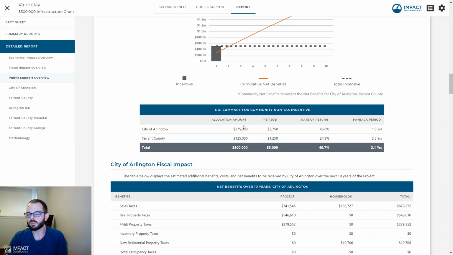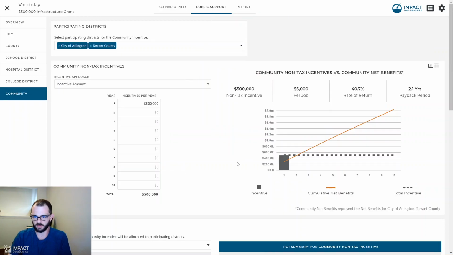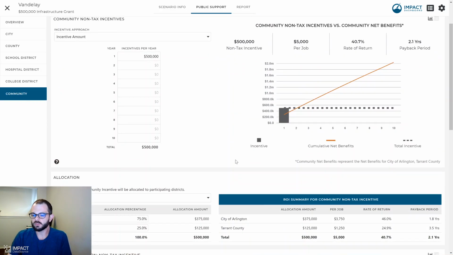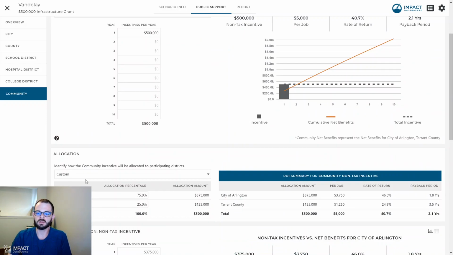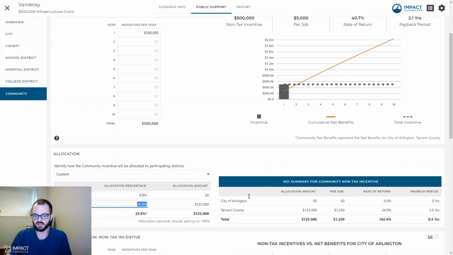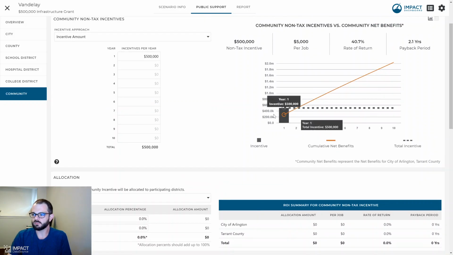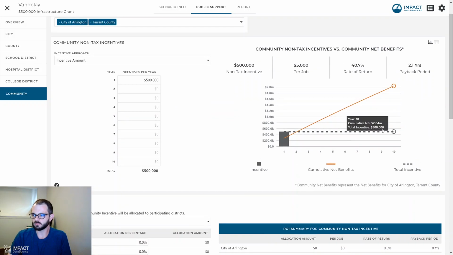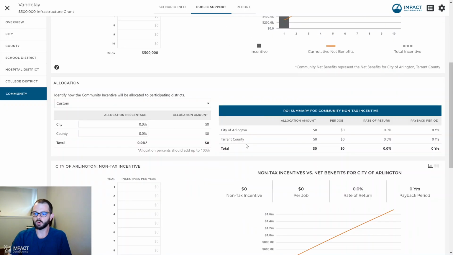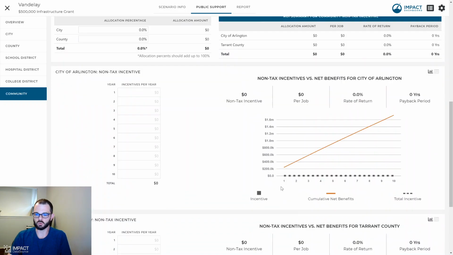Now, sometimes you don't really want to do that. Sometimes you just want to say, actually, we're providing this incentive, but we don't really want to allocate it at all. The way to do that, and it's a little bit of a hack, would be to choose custom, and then just don't allocate any of it to the city and don't allocate any of it to the county. What that's going to do for you is leave the one general, big community incentive analysis in place, but it won't do anything for those individual entities.